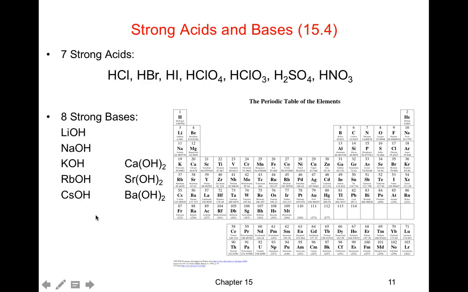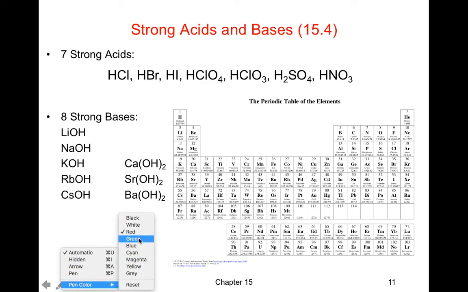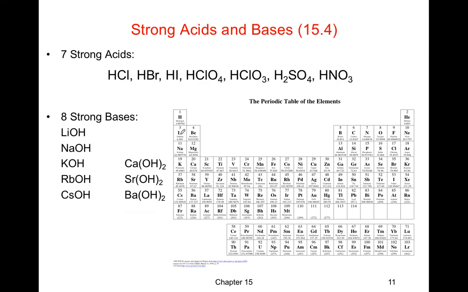We'll talk about bases more in a couple days, but there are 8 strong bases. So I just wanted to go ahead and throw those on here as well, as well as show you a little trick on how to remember these. If I put a line through all of the strong bases, and then I've got calcium, strontium, and barium hydroxide, that makes a little B. So that's one way that can help remember what the strong bases are.